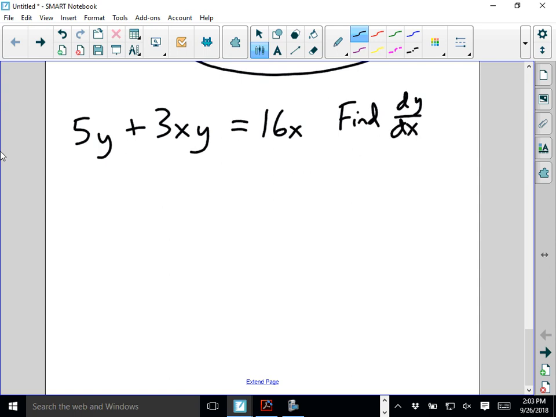With this curve now, I see the function 5y plus 3xy equals 16x. Once again, I see multiple y's, but we know that doesn't bother us. What's going to be different about this one is notice that I have 3x times y. 3x times y, that is a product of two different functions.